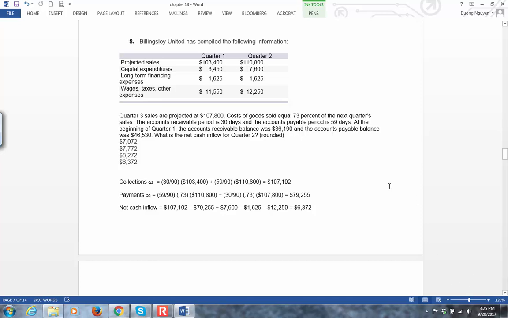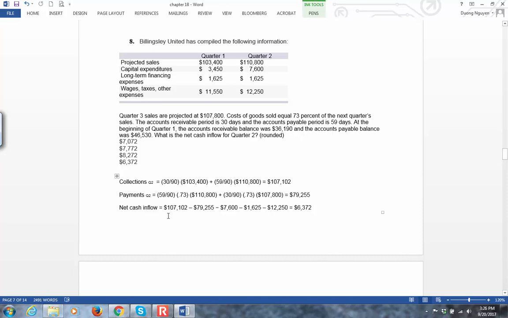At the beginning of quarter 1, account receivable balance was 36,190. Account payable balance was 46,530. What is the net cash inflow for quarter 2? So in quarter 2, first we calculate inflow, then we calculate outflow in quarter 2, and then we get the net cash flow.